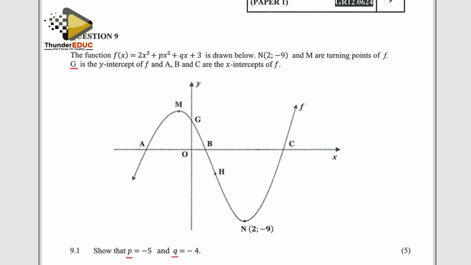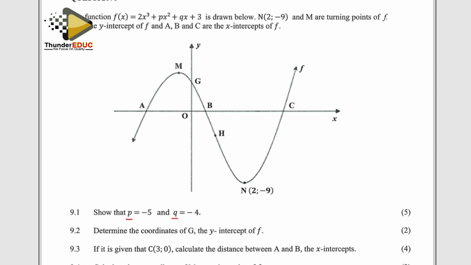So what I see is that I have a turning point. And at the turning point, the first derivative will always be 0. In other words, the gradient has to be 0. So I can start by substituting these coordinates first and say, what is my f of 2? So f of 2 must give me negative 9.